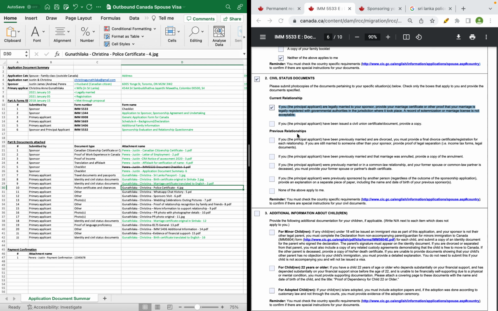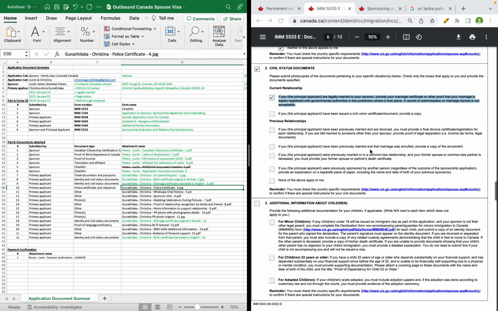And then let's go through this one, previous relationships. If you have been previously married and divorced, that was not relevant for me. If the principal has been previously married and the marriage annulled, that was also not relevant. If you were previously married, that was also not relevant. If you were previously sponsored by another person, it's about the principal applicant, so I was never sponsored by anyone previously, so you simply go with none of the above applies to me. Okay.